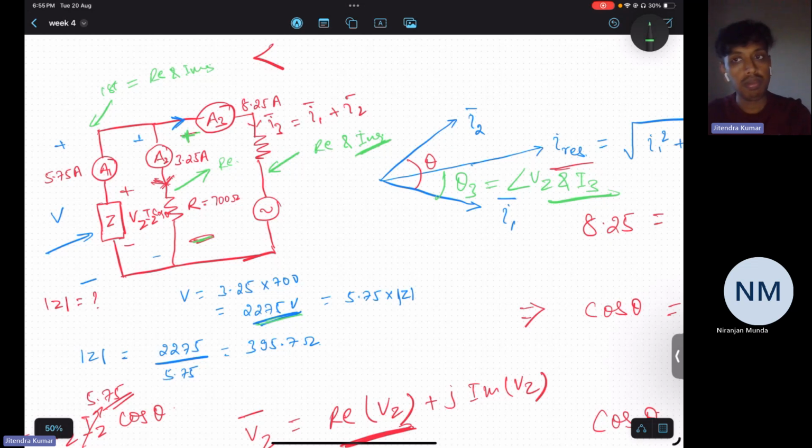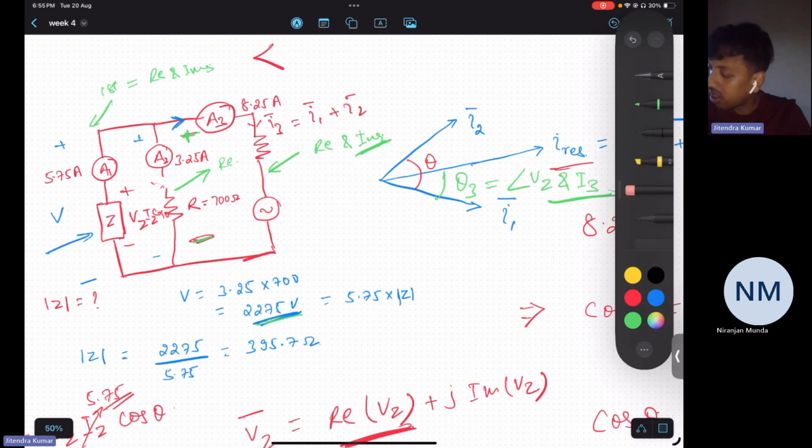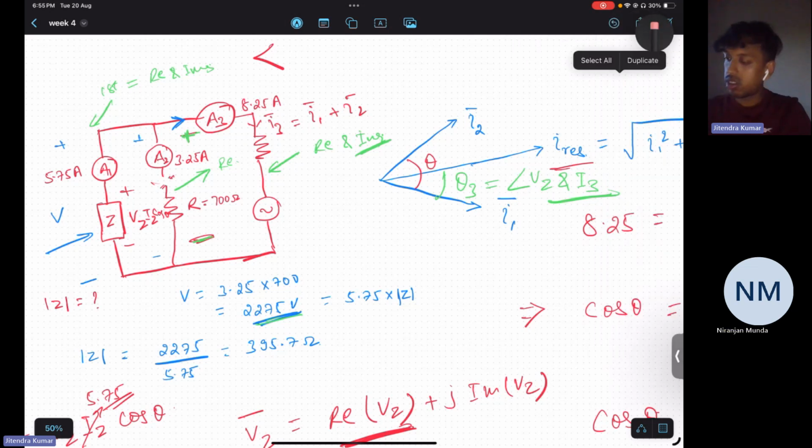So this theta 3 will be the angle between voltage and current I3. Why? Because I2 is purely real, right? So no imaginary component is going towards the second branch, right? Okay. So it was a bit of a conceptual question.